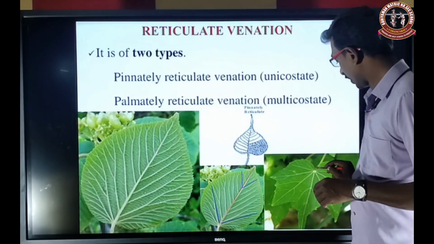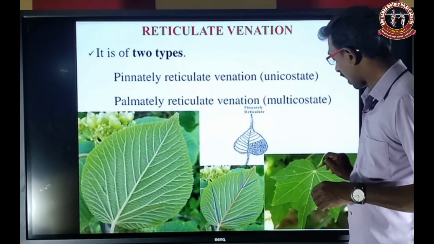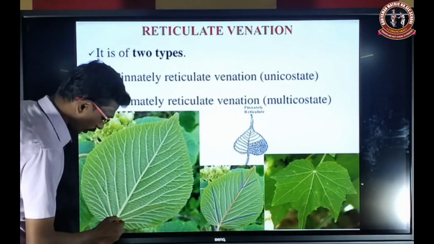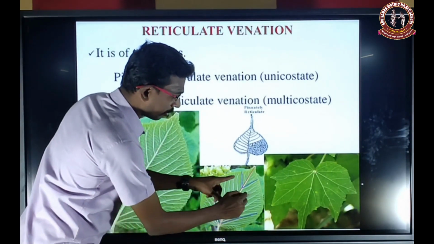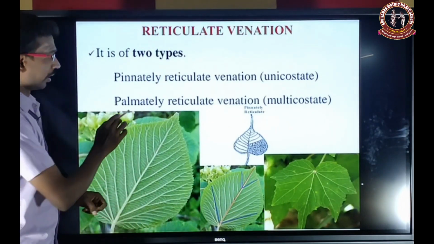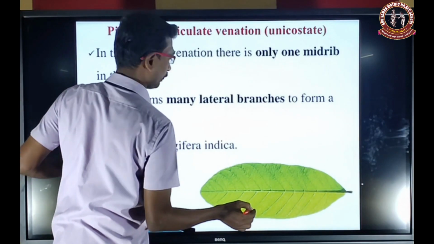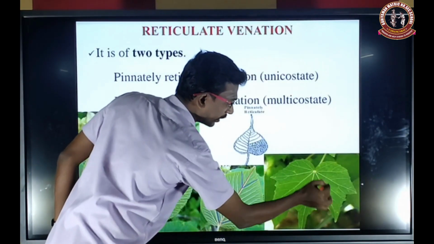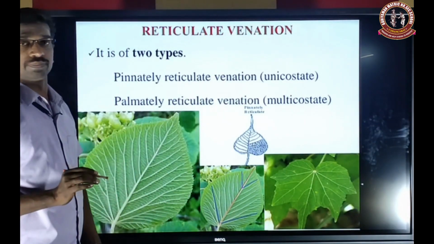Palmately means several midribs or main veins arise from a common point. Here you can see a midrib, so it will divide into two. That is pinnately. And palmately, several midribs arise from a central point, so several veins arise from it. That is palmately.